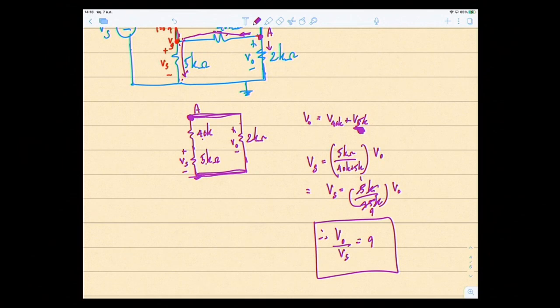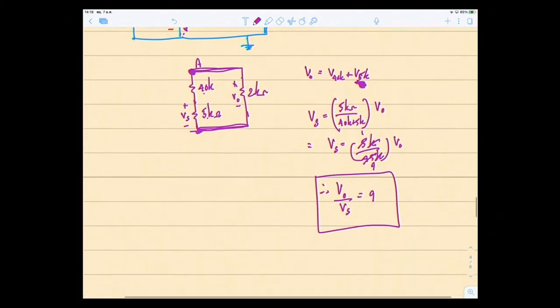Right? So this is one example. One more example. Okay, how about this one.